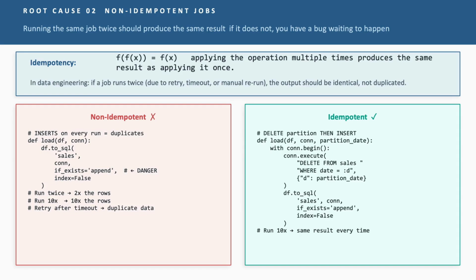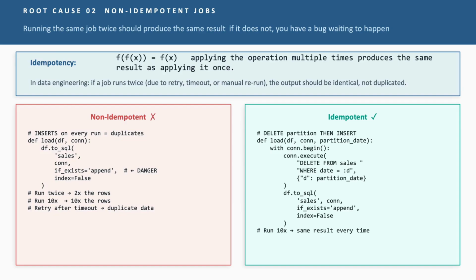So look at the bad pattern on the left. if_exists equals append, this is the most dangerous line in data engineering. It appends on every run. I mean, if you run it twice, you have twice the rows. Run it 10 times, you have 10 times the rows. So the orchestrator retries after a timeout. You have duplicates, no crash, just wrong data, duplications.